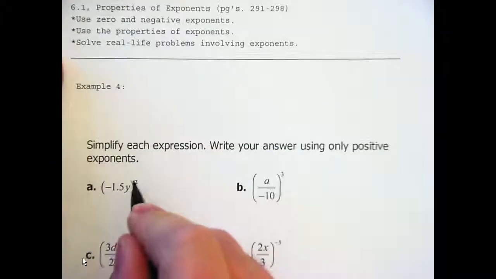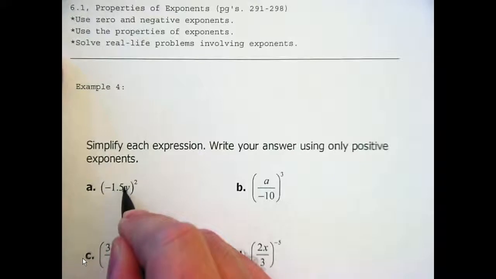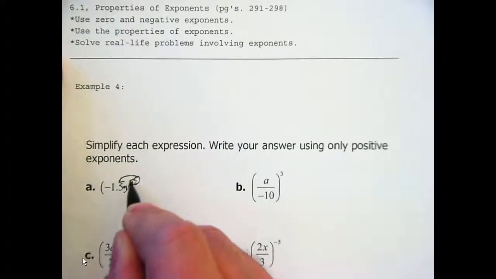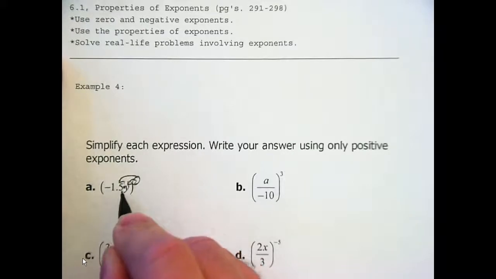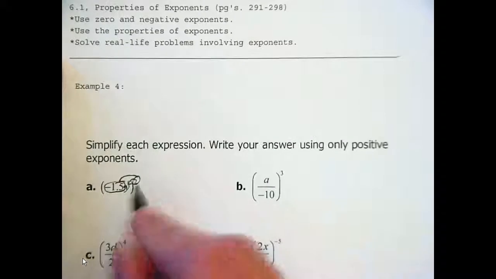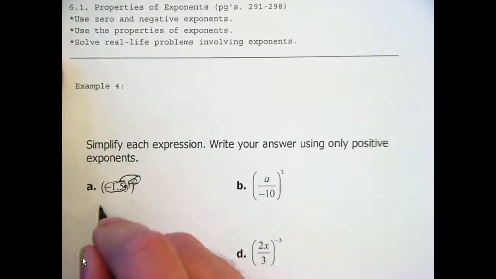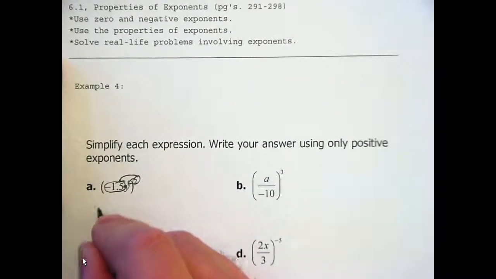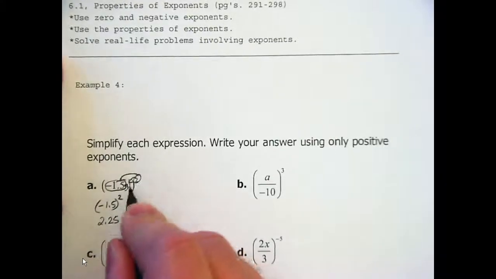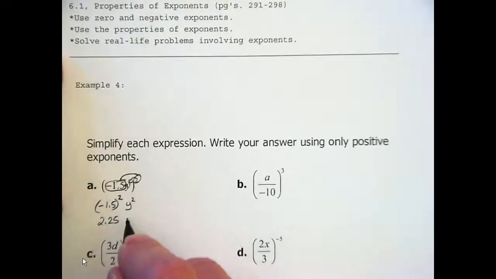Hey, there are 2 things inside here, so you got to bring that squared into both parts. The other thing to keep in mind, since you're bringing it into all of this, this is negative 1.5, and when you're squaring negative 1.5, that's a negative times negative. So it's going to give you a positive. It gives you a positive 2.25. And then we square the y squared to get just y squared.